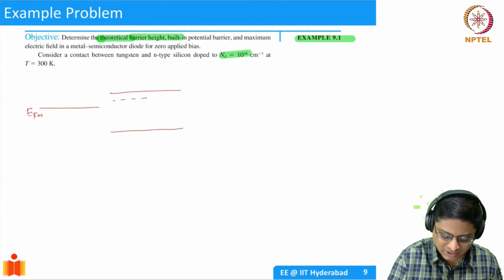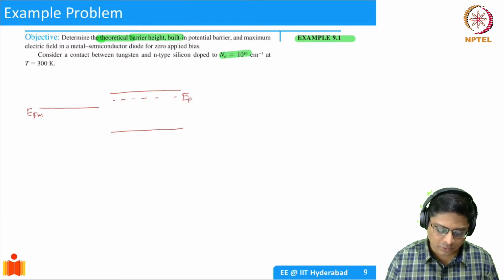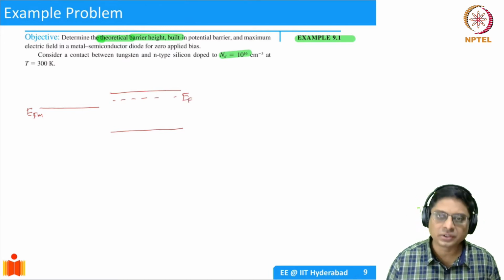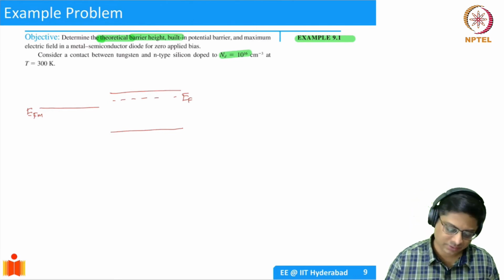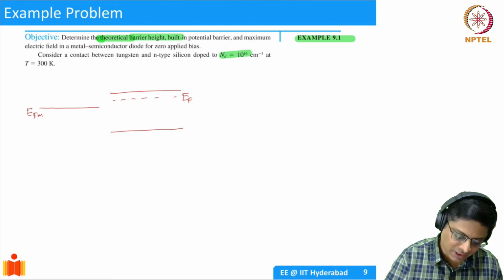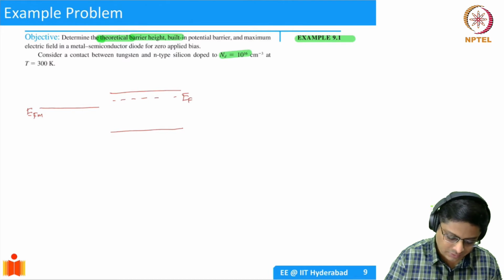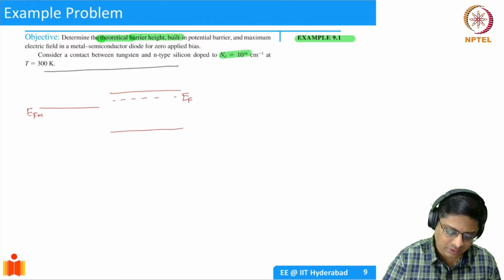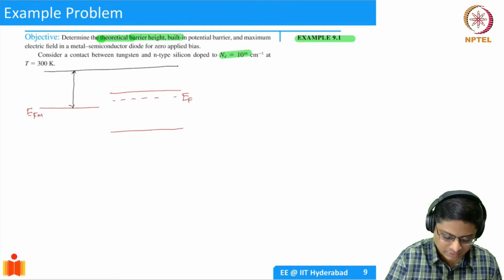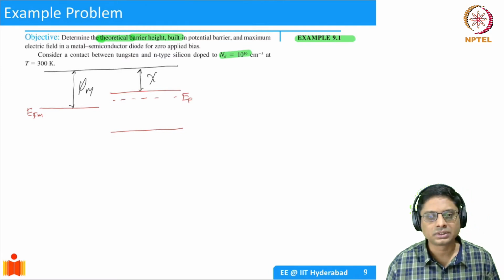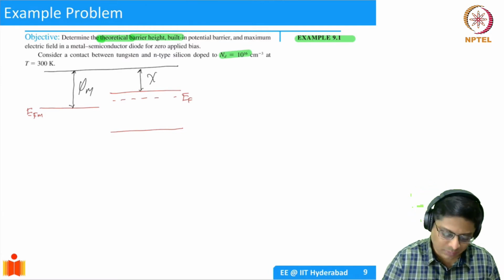There's going to be some EF of semiconductor, right? So to determine this barrier height, we need to know the electron affinity and the work function, right? So for the electron, we have to take a reference level. Let's call this some reference level. Related to that, this is going to be your work function of a metal, and this distance is going to be your electron affinity for a semiconductor. Okay. So in this case, we are talking about tungsten and N-type silicon.